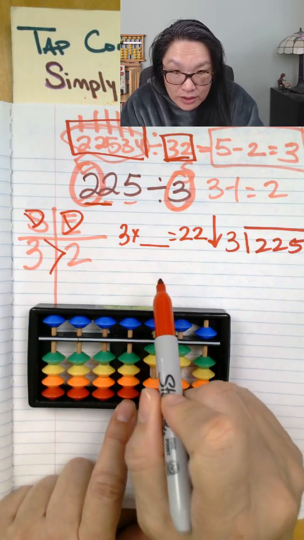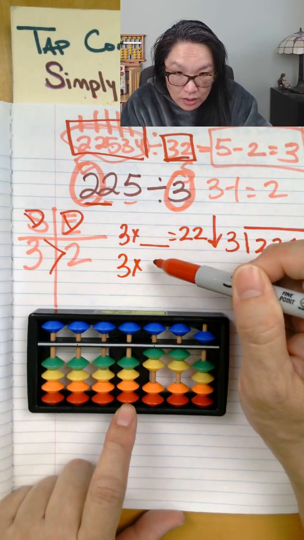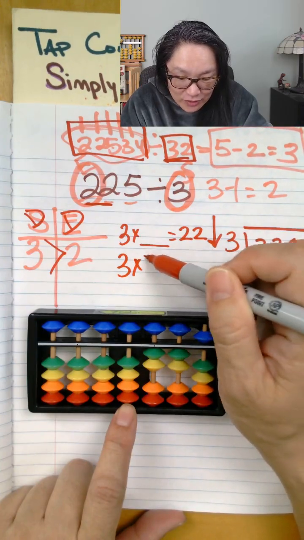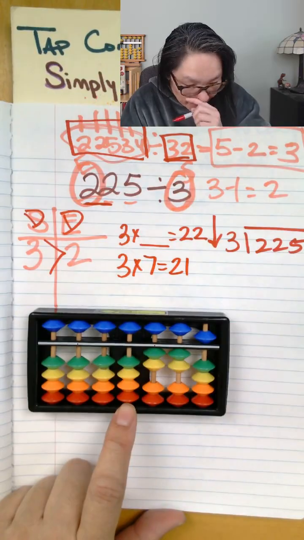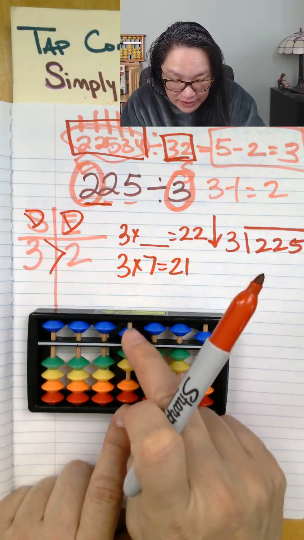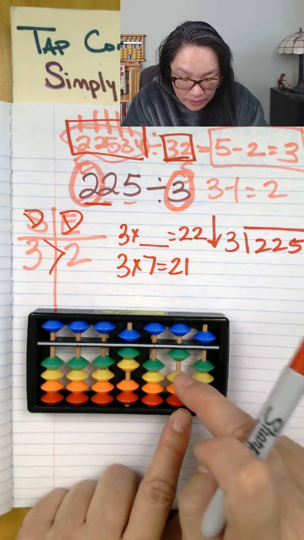So here, 22 divided by 3 is equal to 7. Not 8, because we're doing 22. 3 times 7 is equal to 21. So I'm going to put 7 here, and I take away 21. I take away 20 and I take away 1.